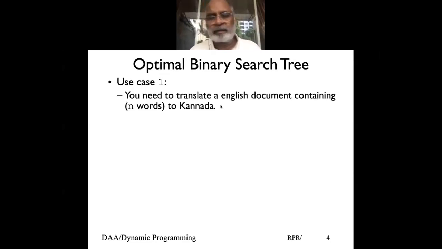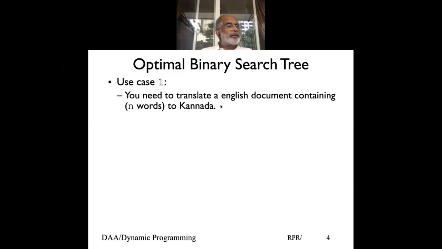Let's look at a case where you are given an English document, or you are given a list of words in English, and need to translate. Your job is to translate all these English words into Kannada. You are also given a Kannada dictionary, where you can search for an English word, find the translation, and write it. So, the question is, how do you organize this Kannada dictionary where you can do a search?